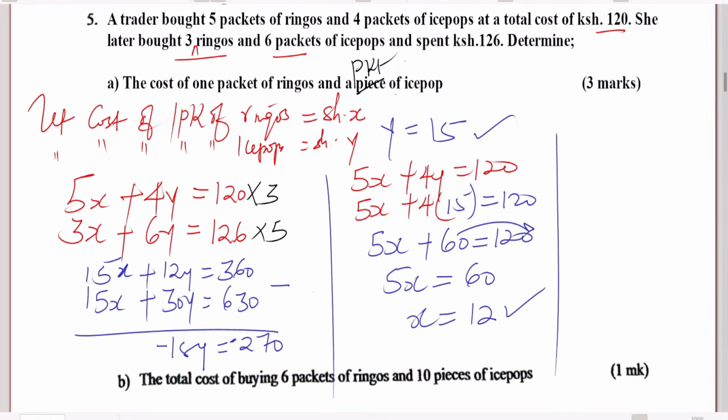So therefore, you have the cost. Remember, x was the cost of one packet of Ringos. So for Ringos, one packet of Ringos will be x, that is 12 shillings. Then for ice pops, it will be 15 shillings. So we go to part B.